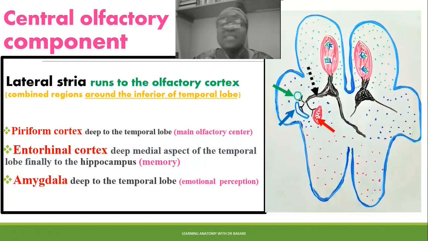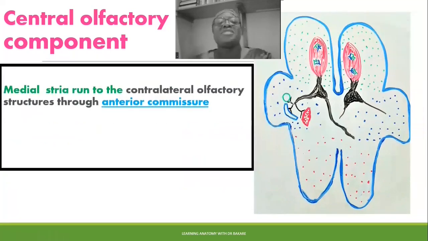This is attributed to the fact that some fibers of the lateral olfactory stria are also directed to the amygdala, which of course is the emotional hub. And this is related to the emotional perception of smell. The medial olfactory stria, we already described the specific region where the lateral olfactory stria will be terminated on, which of course is a collection of a number of regions located at the base of the temporal lobe.